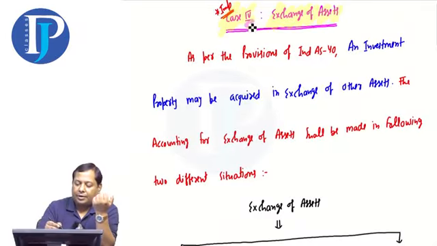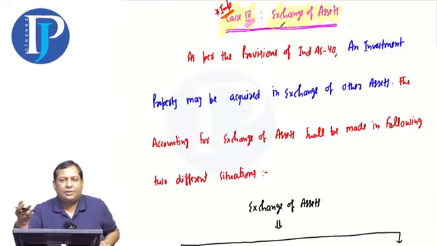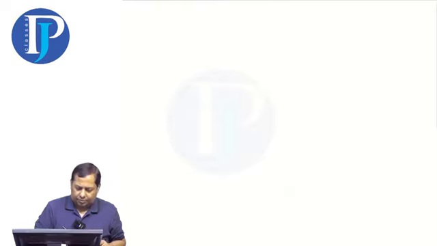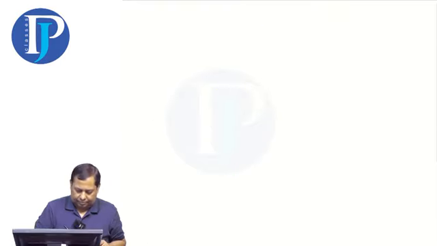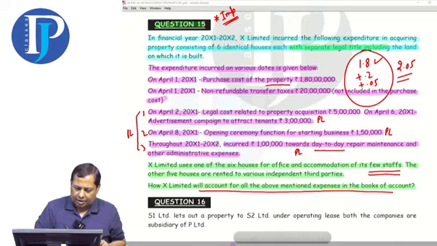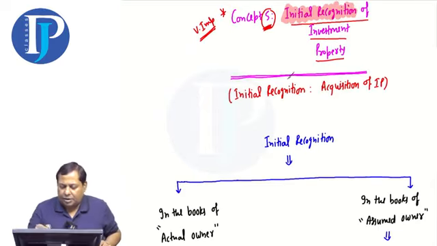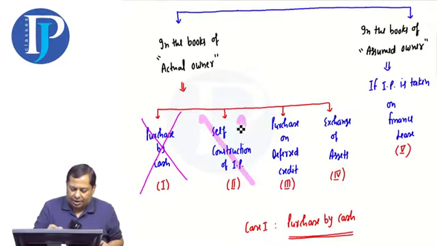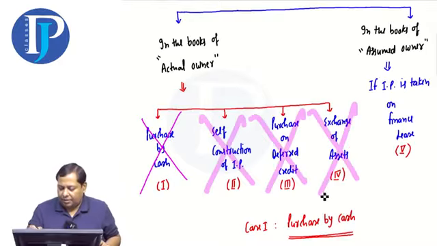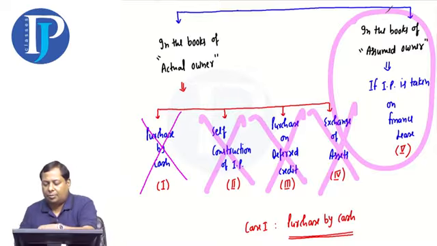This is our case 4. We should move on to case 5. In case 5, I will also show you that. I have saved this entire file. So here, this was our concept number 5 of initial recognition. We had created a chart. We have discussed all these cases. And now we are standing in this 5th case, in the assumed owner's books.